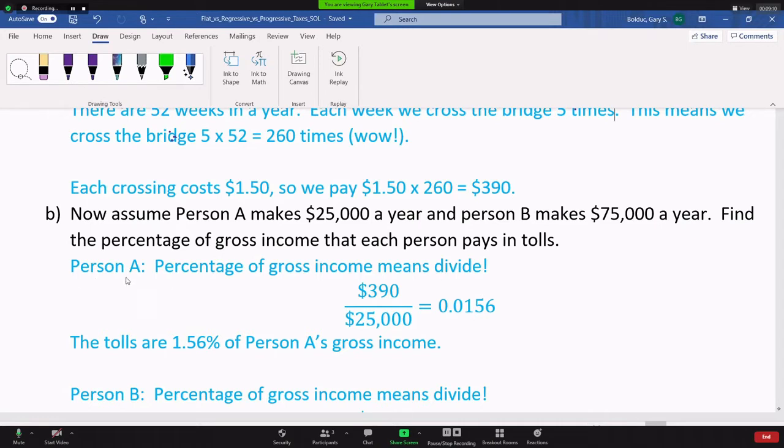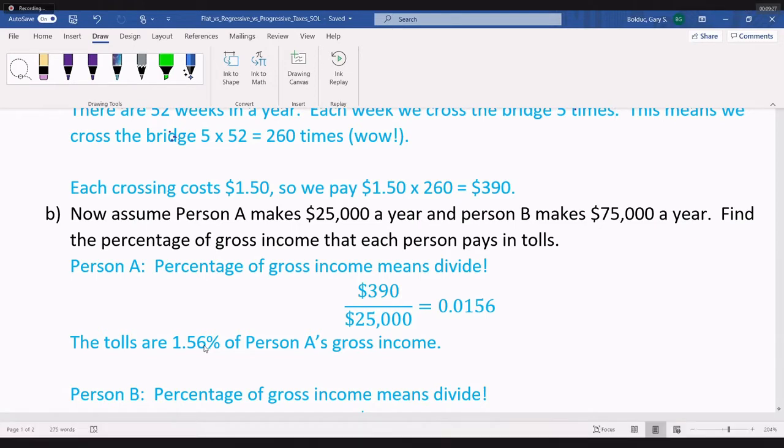So person A, here we go. Percentage means I should be dividing. So I take the $390 they pay in tolls and divide that by their total amount of income. And that gives me about 1.5%. So person A knows they're making $25,000 a year. Forget about taxes for a second. They say, okay, I have to pay 1.5% of that to cross the bridge.